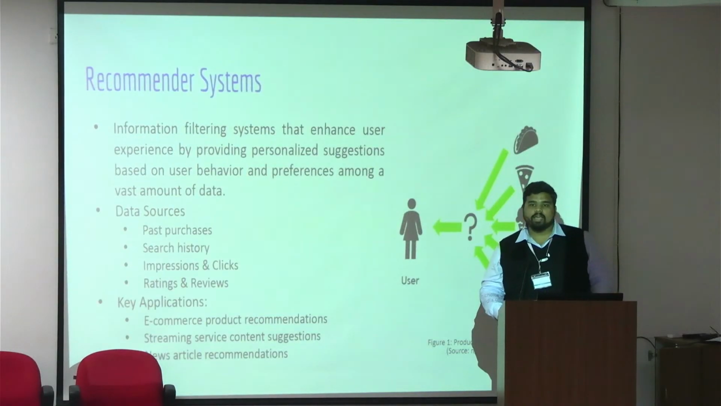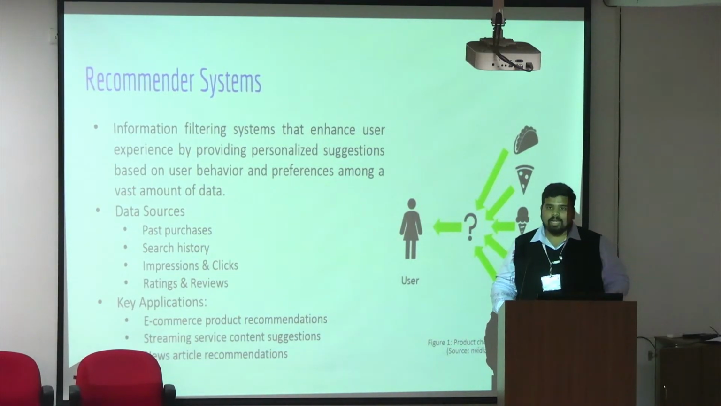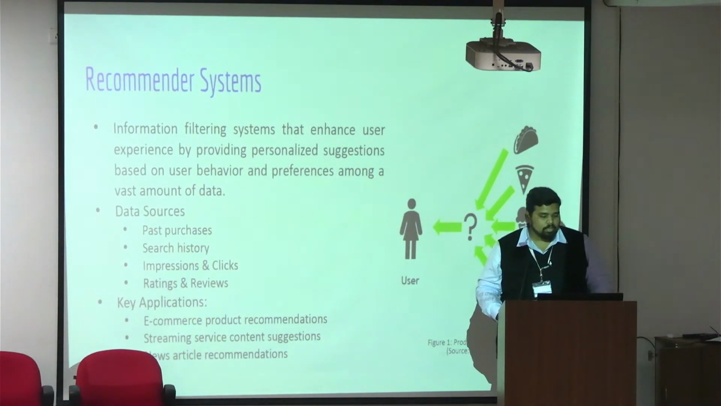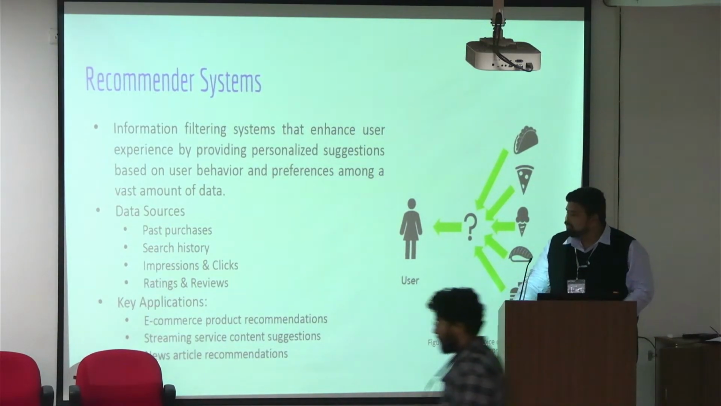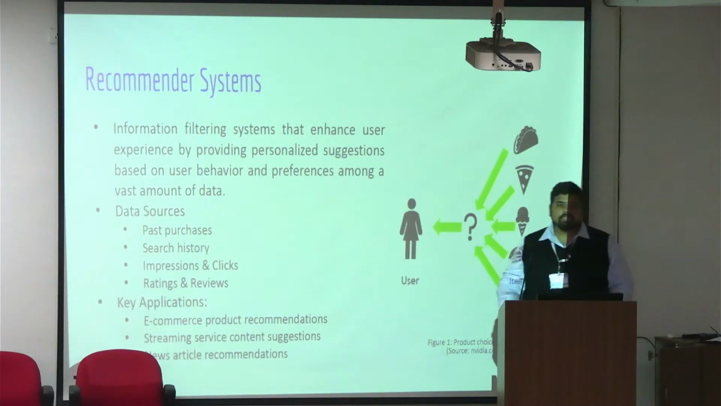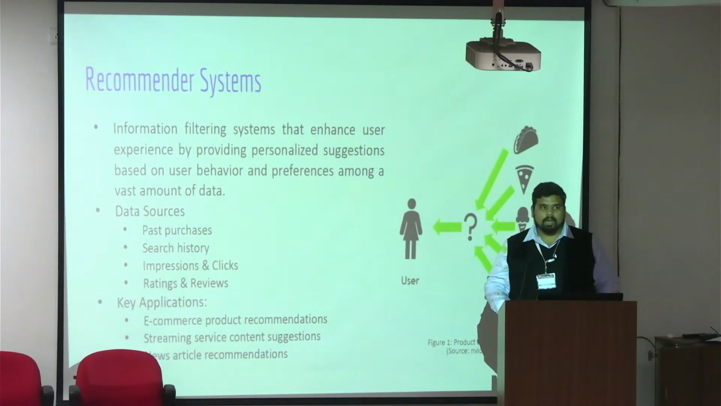First of all, as we all know, we have a vast amount of data available online, and it is quite a tedious job to manually get personalized suggestions from it. Recommender systems are information filtering systems that enhance the user experience by providing personalized suggestions based on user behavior and preferences among a vast amount of data. These data sources can be past purchases, search history, impressions, ratings or reviews. Key applications are in e-commerce like Amazon or Flipkart, streaming services like Netflix, Hotstar, or news article recommendations.